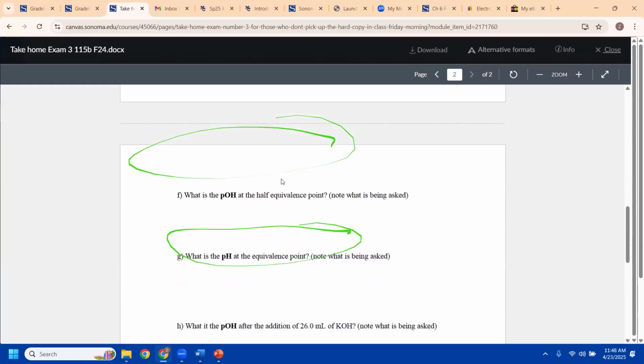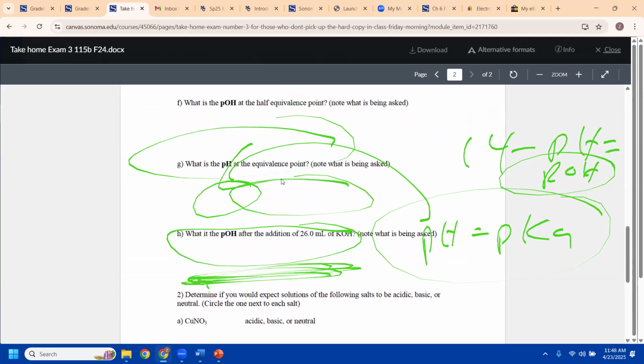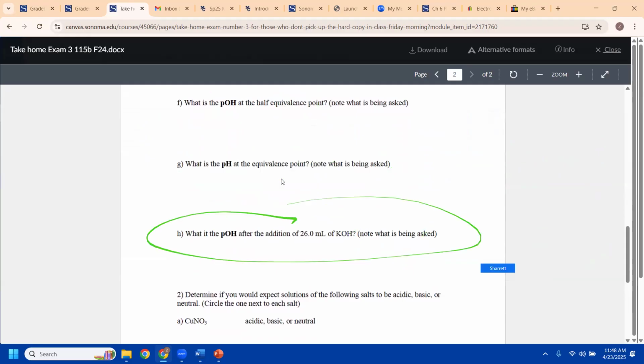Notice I also asked, what is the pOH at the half equivalence point? So it's kind of a tricky one, right? I didn't ask for the pH. I asked for the pOH. So if you use pH equals pKa, that's not going to give us the pOH. That's going to give us the pH. Then we have to do 14 minus pH to get the pOH. So read the question. Don't be a robot. Think about what you're doing. What is the pH at the equivalence point? That's the weak base. Beyond the equivalence point, it's just excess OH minus, and we did that last class. That's how you would do that one.